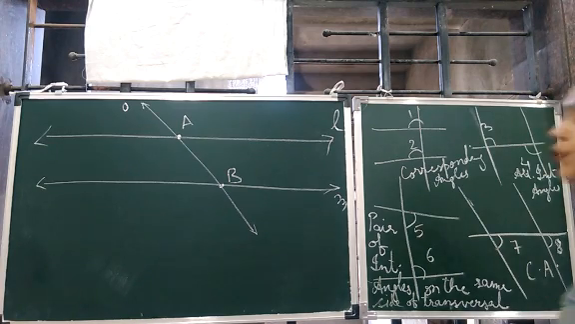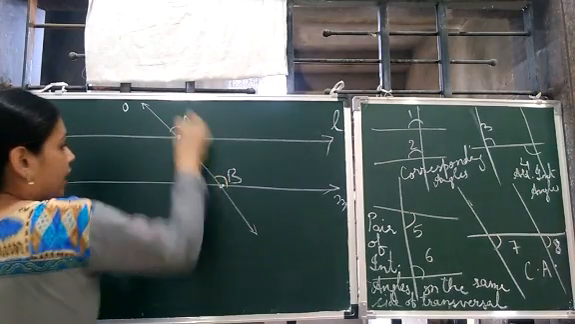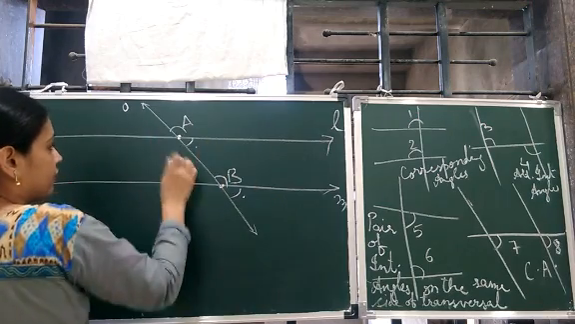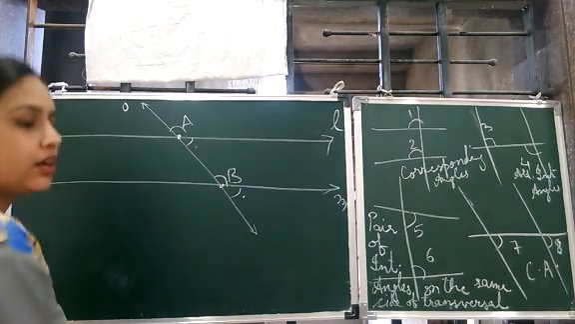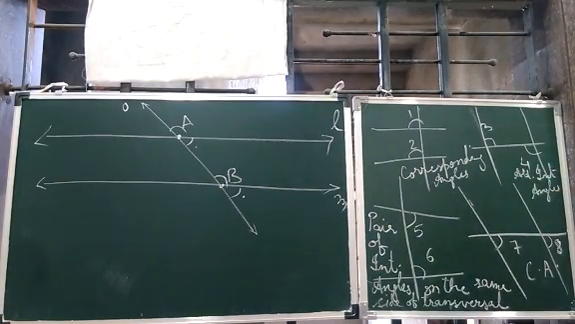That means the corresponding angles. Okay, that means these angles are equal in measure. These two angles are equal in measure. Similarly goes for this also. The corresponding angles are always equal in measure.